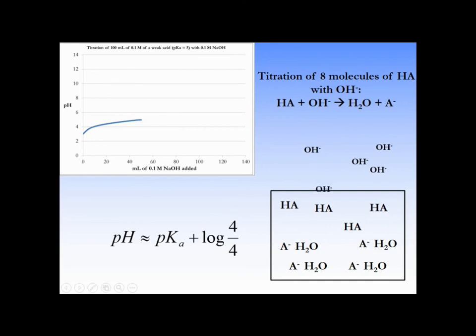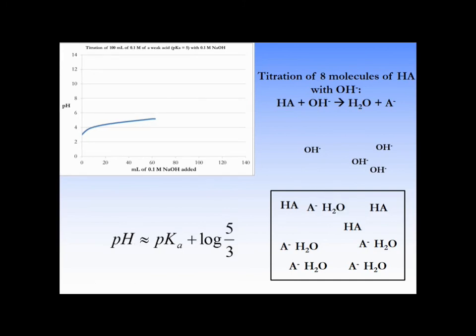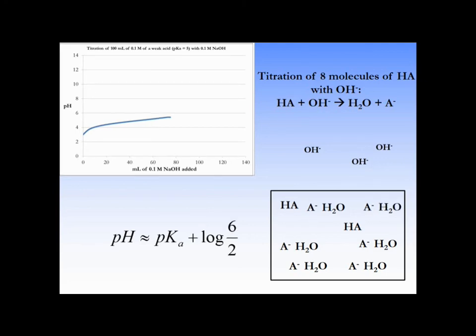Here I've added 62.5 mils of the base. The pH continues to go up. I'll add another one. Now I'm at 3/4 of the way to equivalence. In this case, I've added 75 mils. And notice, I have a ratio of 6 conjugate base to 2 conjugate acid.